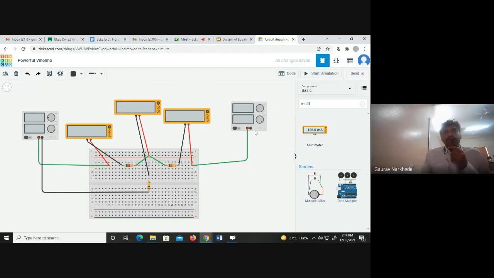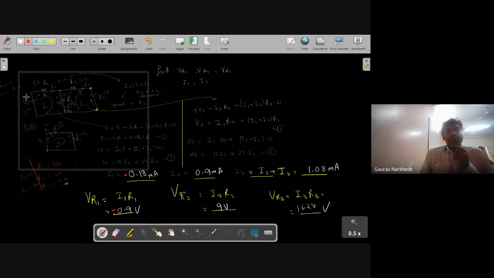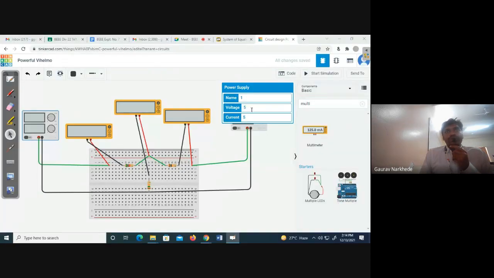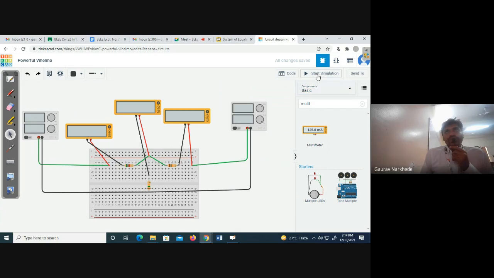Okay. And what is remaining? This I will be giving it to here. Okay. Now, how much is this voltage? 10 volts and 20 volts, right? So I'll just configure it as 10 volts. And this is 20 volts, correct? Yes, sir. Let me run the simulation.